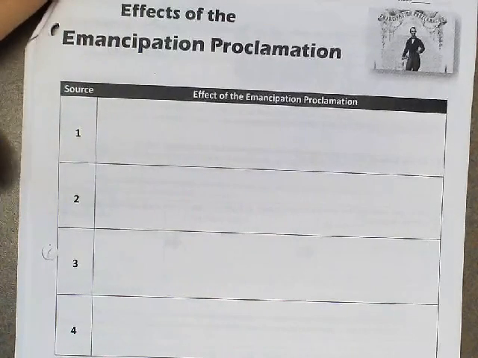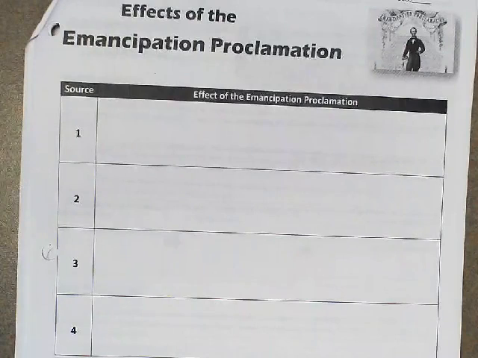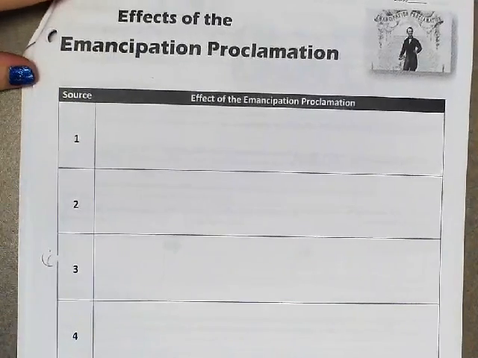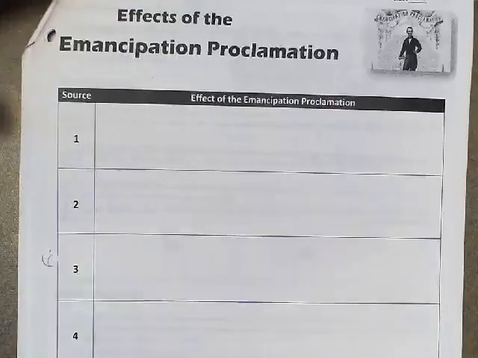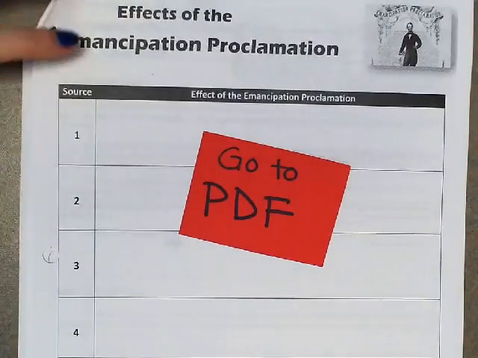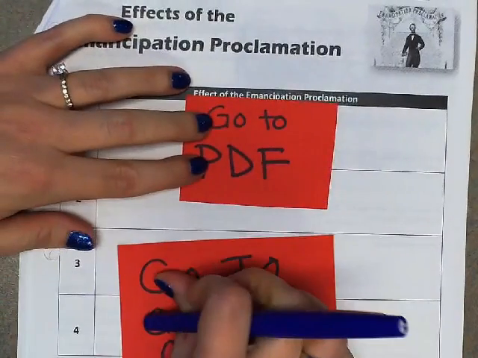Now we are going to look at the effects of the Emancipation Proclamation because it's huge. This is one of the most famous speeches in American history. So we're going to look at the effects. What you're going to do is read the effects. You're going to go to the PDF in Google Classroom.